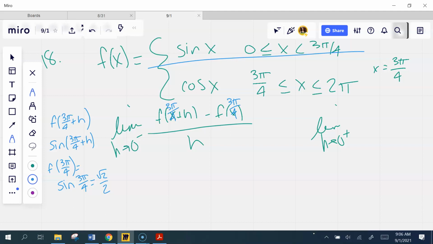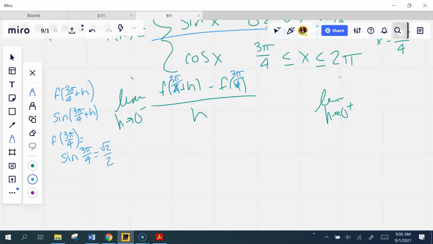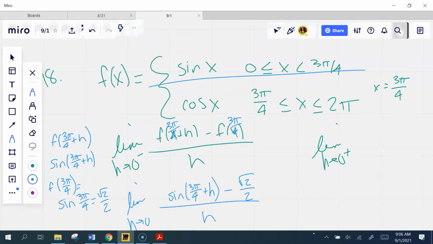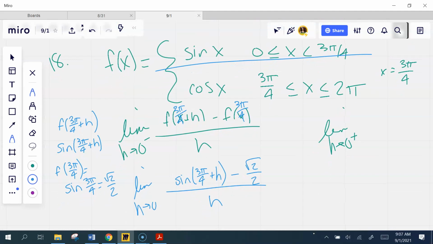Not sine. Cosine. Limit as h goes to 0 of the sine. I need to make sure both are the same.